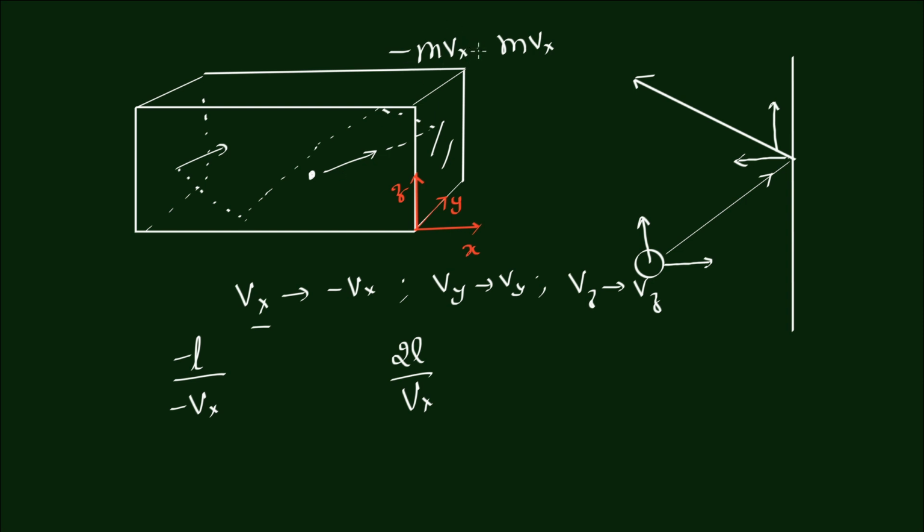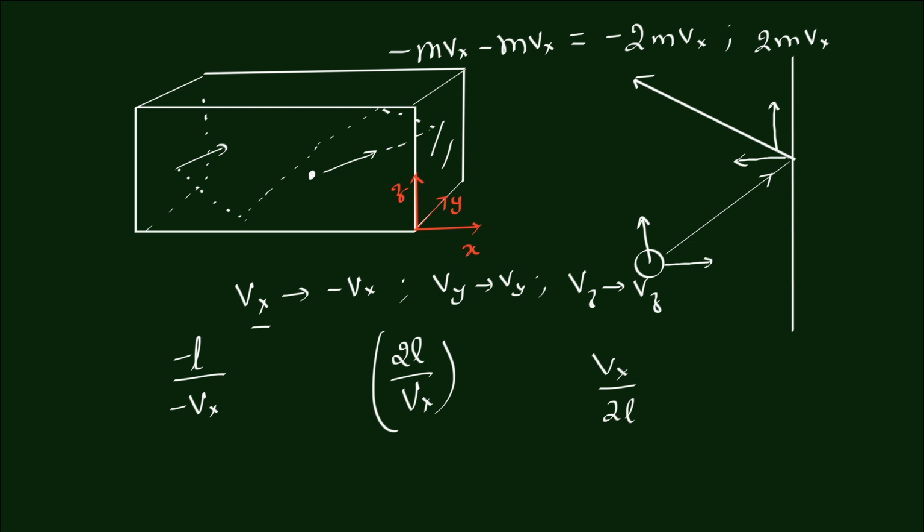So the change is final minus initial, that's equal to minus 2 mvx. That is the change in the momentum of the atom when it collides against the right side wall. So the momentum delivered to the wall is 2 mvx per collision. Now this is the time it takes between collisions. So how many collisions does it undergo against the right side wall per second? The answer is Vx by 2L.